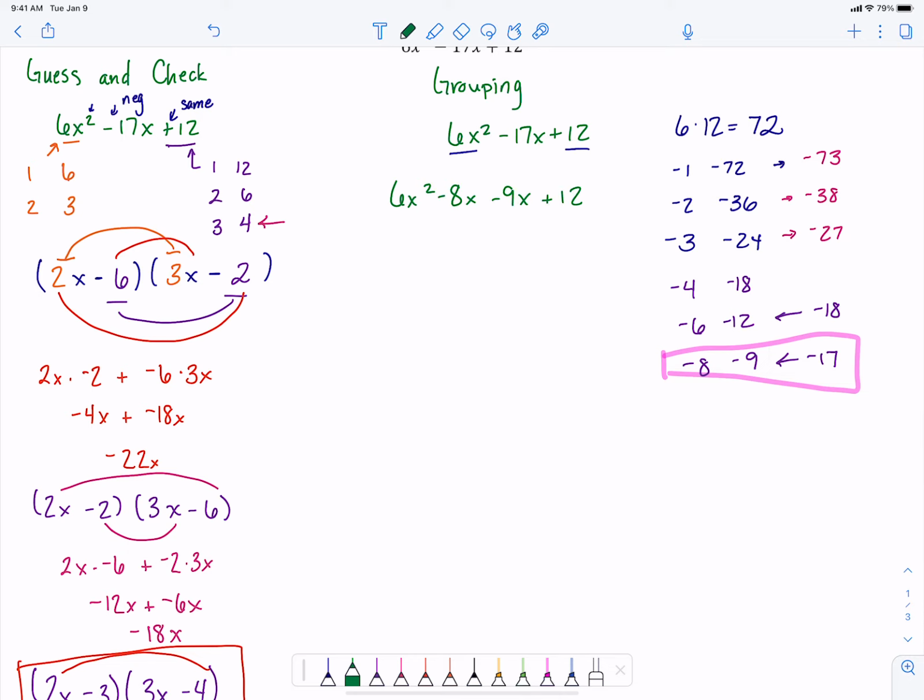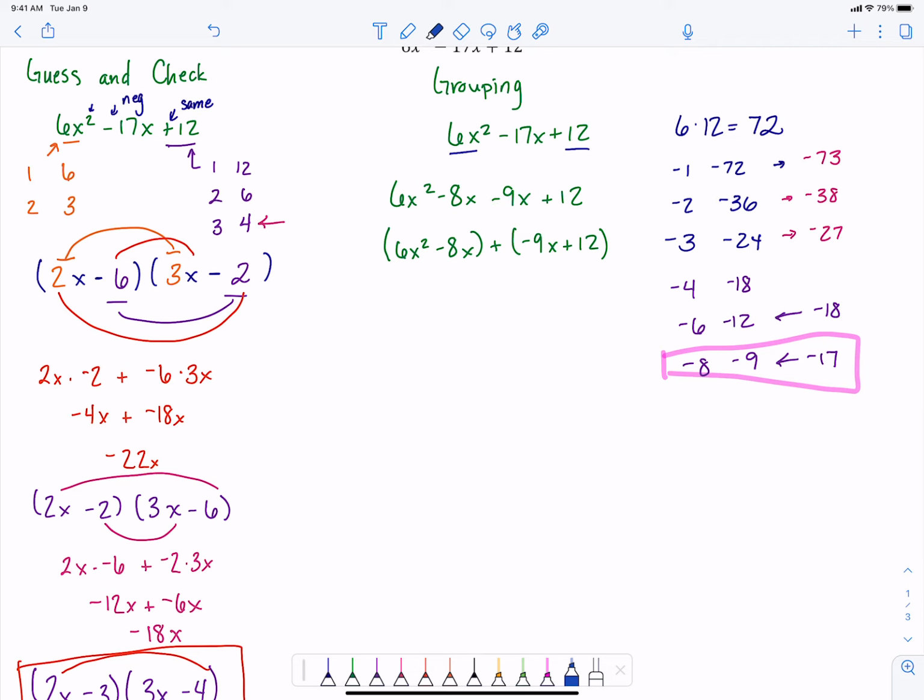It absolutely doesn't matter which one of those you write first. You could write -9x and -8x. That's totally fine. And then we're going to group the first two terms together and the last two terms together. And the way that I do this, which is sometimes a little different than other people do, is that I take that negative sign and I keep it with my 9. I keep it with that coefficient so that that sign in between my two groups is positive.